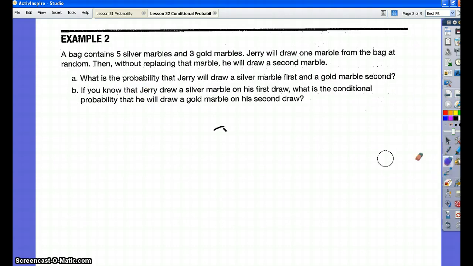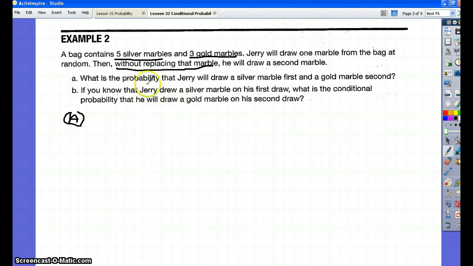So with this problem, a bag contains 5 silver marbles, 3 gold marbles. Jerry will draw 1 marble from the bag at random, then without replacing that marble, that's important that we know that, he will draw a second marble. So what is the probability that Jerry will draw a silver marble first and a gold marble second?